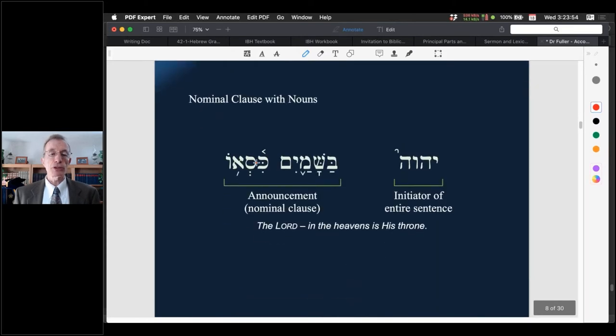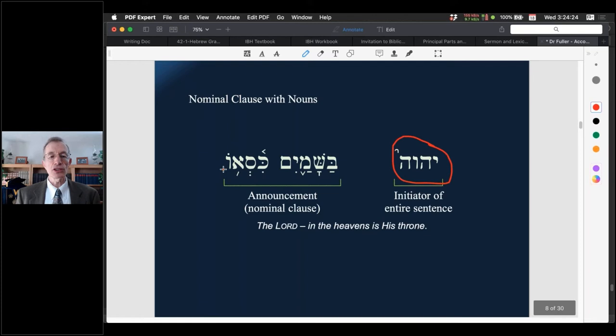Here's a nominal clause with just pure nouns, but it's a little more complicated because this is what you would probably call a casus pendens. The Semites have a similar way of describing it, but they call it preoccupation. And I like that term. Casus pendens, of course, means hanging case. And what we're saying by that is this word is hanging. It's not the subject, not the object, not the verb, or anything like that.